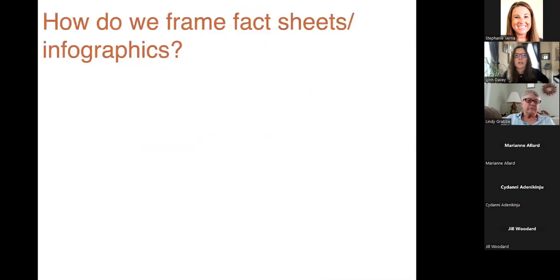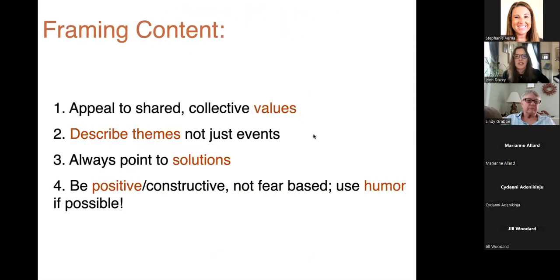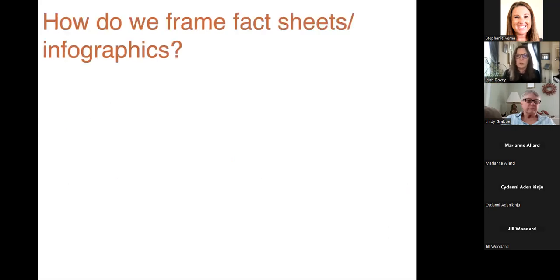Okay, let's move on. So how do we frame fact sheets and infographics? Well, it's the same as framing anything. You want to appeal to shared collective values. You want to try to describe themes and not events. I know that gets difficult when we're using data that tends to be very episodic or individualistic in some cases. Pointing to solutions, and then being positive and constructive, not fear-based, using humor.